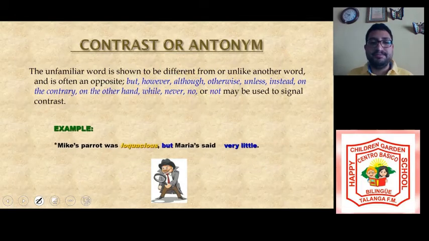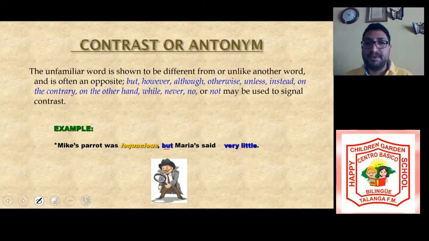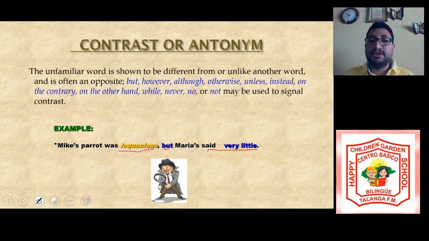So let's see an example. Mike's parrot was loquacious, but Maria's said very little. So we got this one. But Maria's what? The same parrot. Mike has a parrot. Maria has a parrot. But Maria says very little. So what does loquacious mean? Loquacious means that he speaks a lot, because Maria said very little and Mike's was loquacious. Loquacious is the opposite of saying very little. So it means talks a lot. You see, we're going to find these clues.